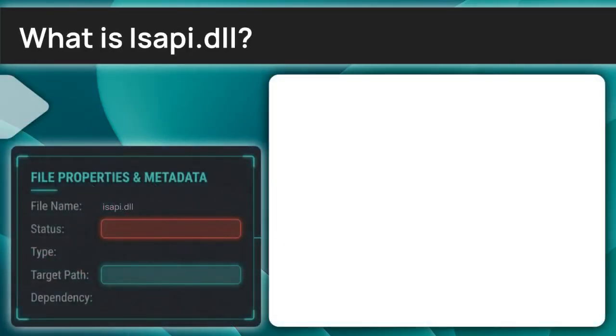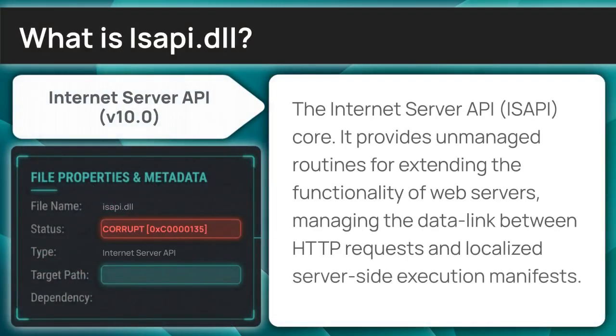This is the Isapi module, the Internet Server API, Isapi core. It provides unmanaged routines for extending the functionality of web servers, managing the data link between HTTP requests and localized server-side execution manifests. With that background out of the way, here is how we actually restore the missing component.